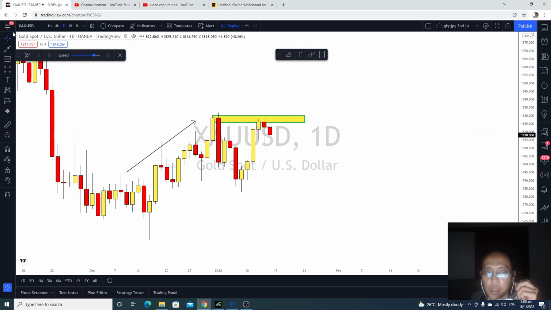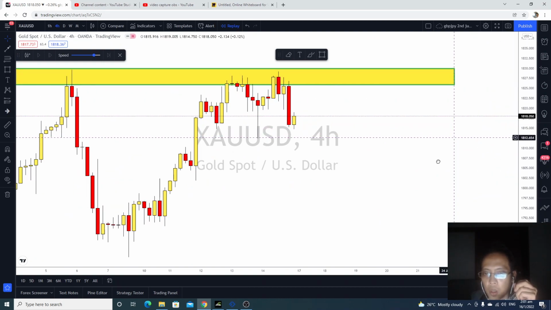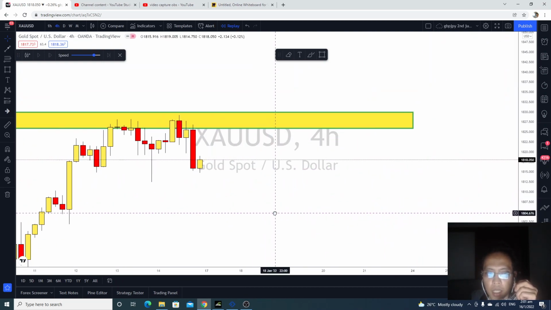So be careful for this sell also. So we are going to look at the 4 hours. I look at the 4 hours to see whether I can look for a sell. If I look at the 4 hour in terms of the buyers and sellers relation, right?